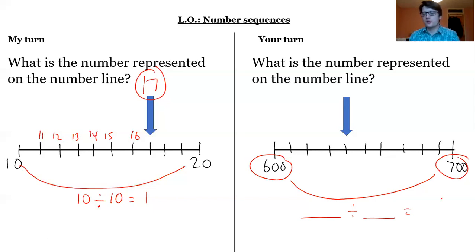Okay, so the difference between 600 and 700 is 100. There's 1, 2, 3, 4, 5, 6, 7, 8, 9, 10 equal parts. 100 divided by 10 is 10. So now I'm counting up in tens. 610, 620, 630. So that makes this blue arrow pointing to the number 640.